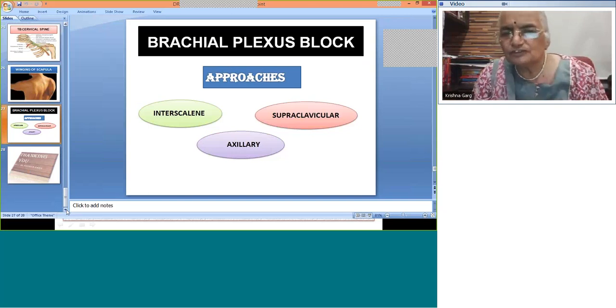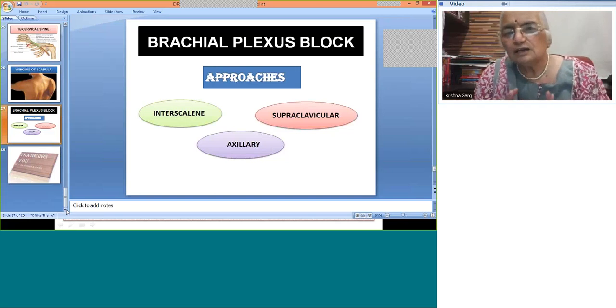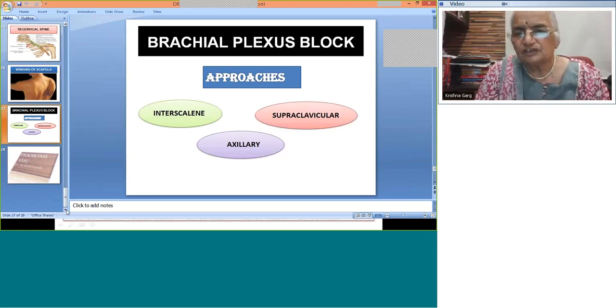The only side effect of this is the development of Horner's syndrome, which I have told you. It comprises 4 parts: ptosis, miosis, anhydrosis, and enophthalmos. And if one is careful, a lot of anesthetists are getting surgery done on the upper limb and lower limb by blocks of the brachial plexus or block of the lumbosacral plexus.